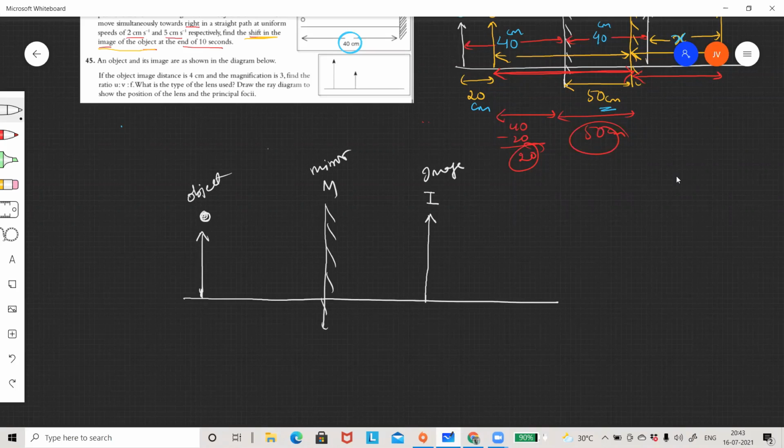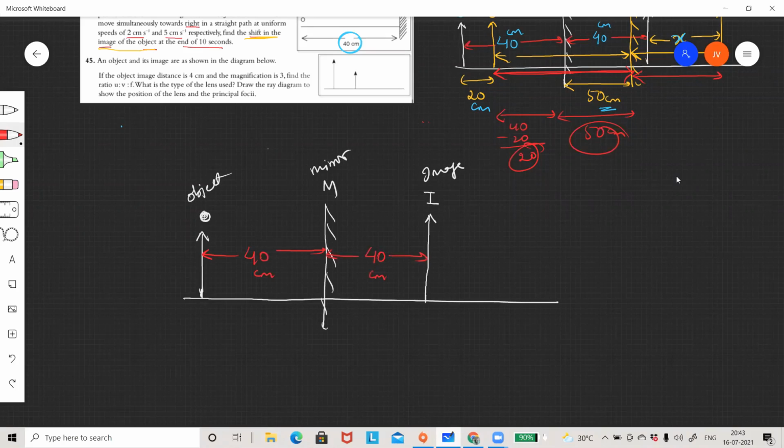Okay. In the question, they said distance between object and mirror is 40 centimeter. They said this distance is 40. For a plane mirror, object distance and image distance are always the same. That means at what distance you are standing in front of the mirror, at the same distance your image will be formed. So this distance is also 40 centimeter. That's all. The first step is this.